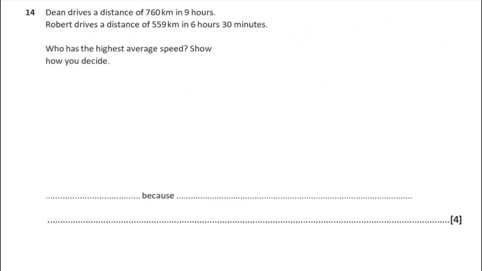Question 14. Dean drives a distance of 760 kilometers in 9 hours. Robert drives a distance of 559 kilometers in 6 hours and 30 minutes. Who has the highest average speed? Show how you decide.